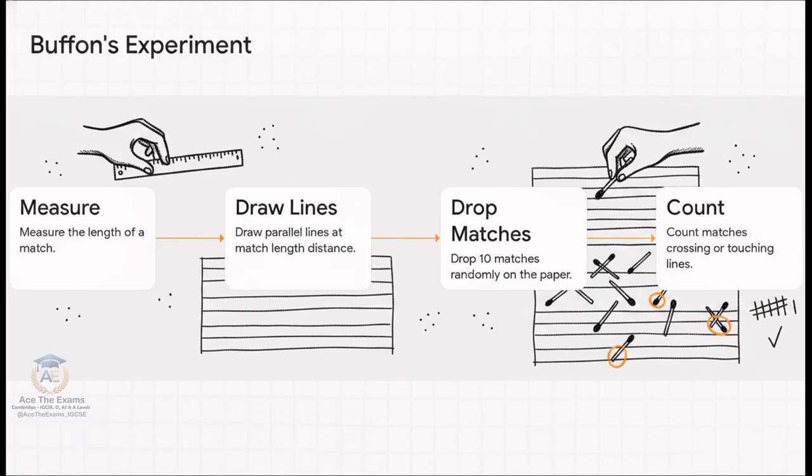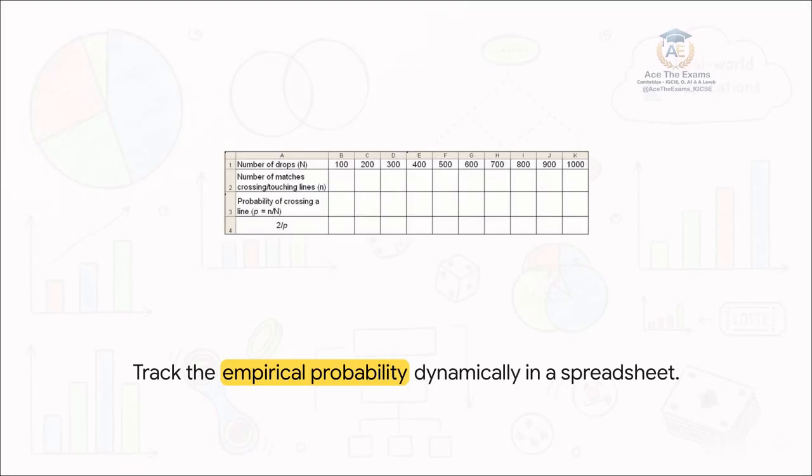You measure a matchstick, drop parallel lines on a piece of paper exactly that same distance apart, drop the matches totally at random, and then just count how many matches end up crossing or touching a line. You are literally transforming the physical, random drop of a matchstick into hard, quantifiable data. And this is exactly how Cambridge expects you to leverage your ICT skills and spreadsheets to track those results.